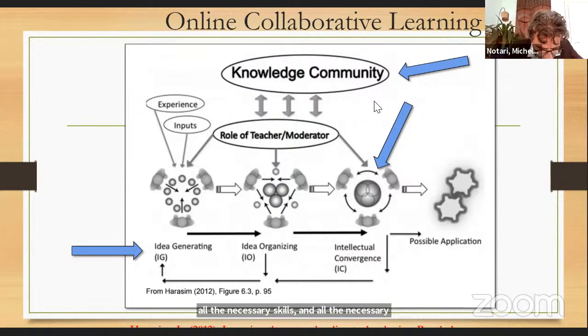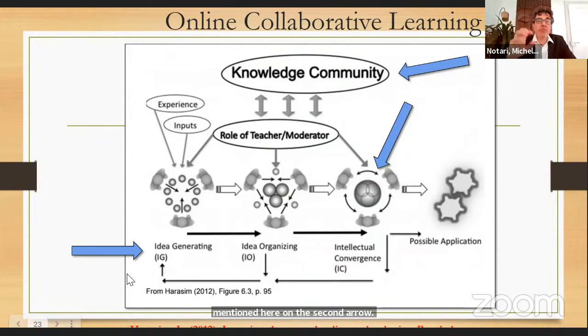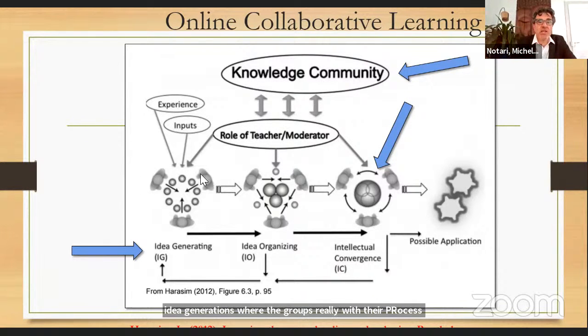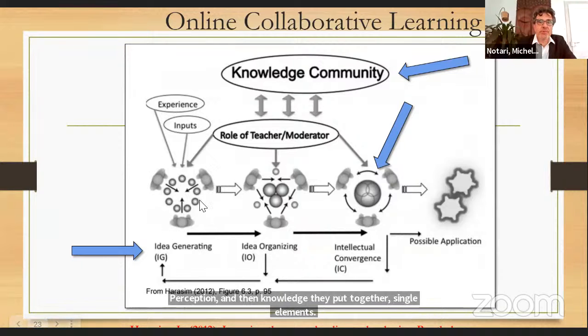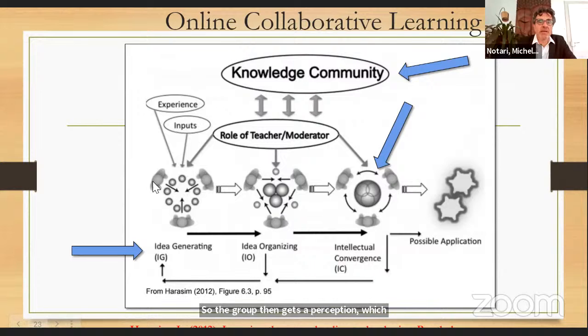And this process of knowledge creating as a collaborative process has been set up in 3 different phases, and this is what I mentioned here on the second arrow. The 3 phases start with a collaborative idea generation, where the groups really, with their perception and their knowledge, put together single elements. So the group then gets a perception which is multi-individual. That means he has this perception, he has maybe another perception, he has a third perception.